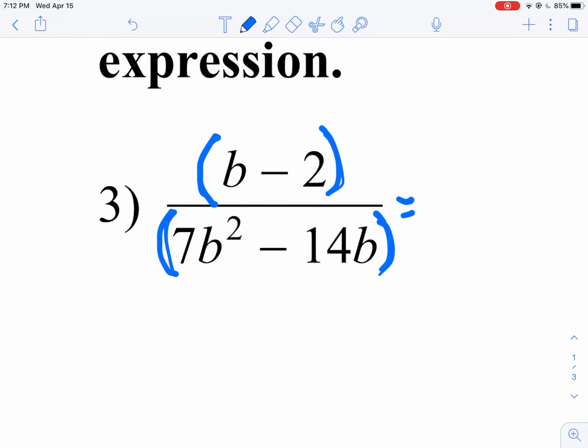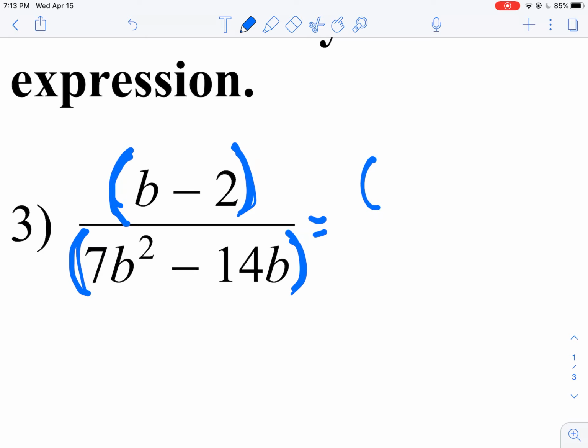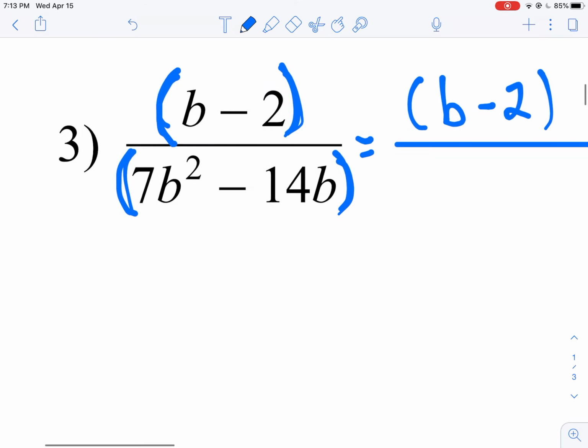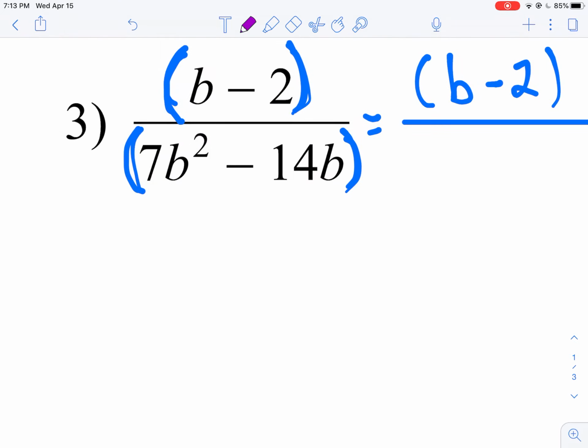If you notice, you can't factor anything out of b minus 2, and I'll show you how to factor something out. We have done that before, but b minus 2 is just going to stand alone here. I can't divide anything out of b or negative 2 other than a 1, and I'm not going to do that. But I can factor something out of this bottom, 7b squared minus 14b. So we take the expression 7b squared minus 14b. What can I divide out of both terms?